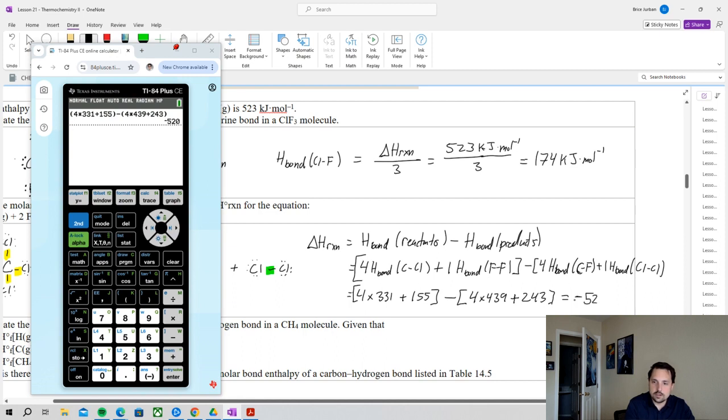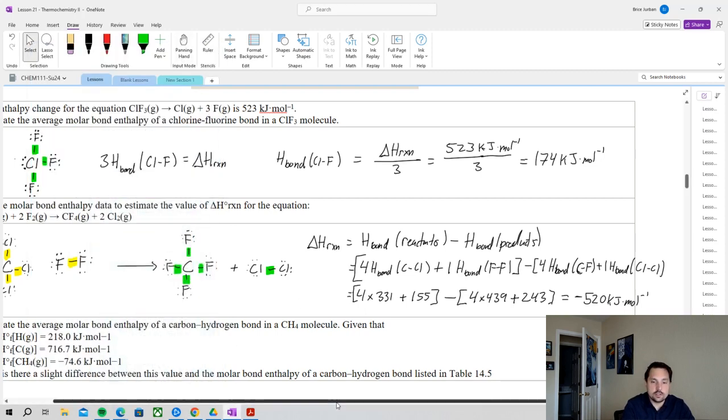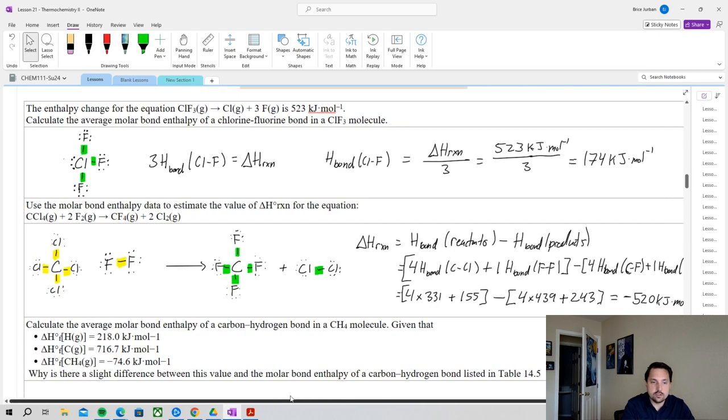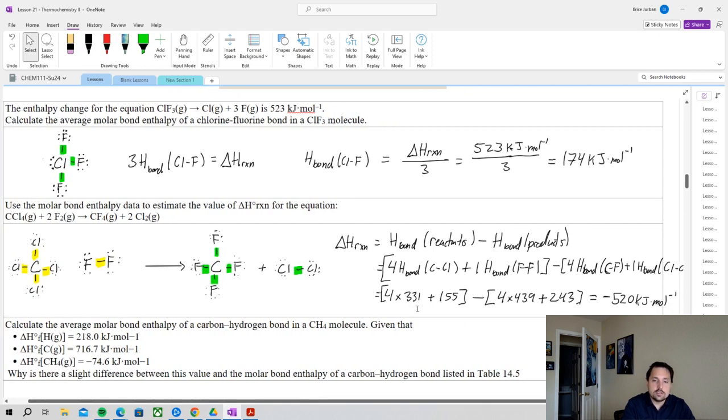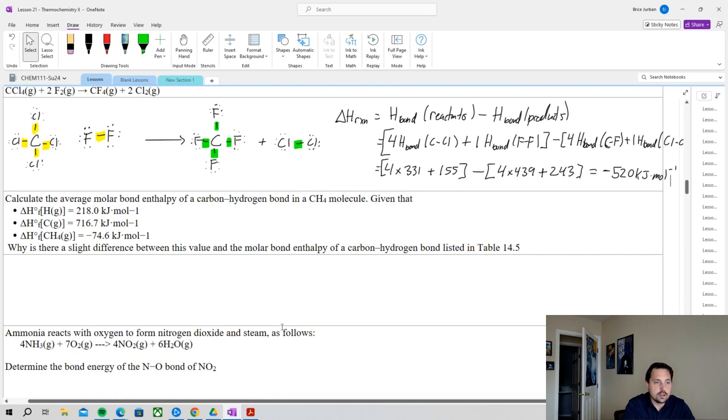So this reaction should evolve 520 kilojoules per mole, and we estimated that through the bond enthalpies. All right, that's pretty much how you do those types of problems. And you can also estimate the bond enthalpy if you know the enthalpy of the reaction. So you can estimate bond enthalpies this way as well. I think I'm going to do that in this next problem.